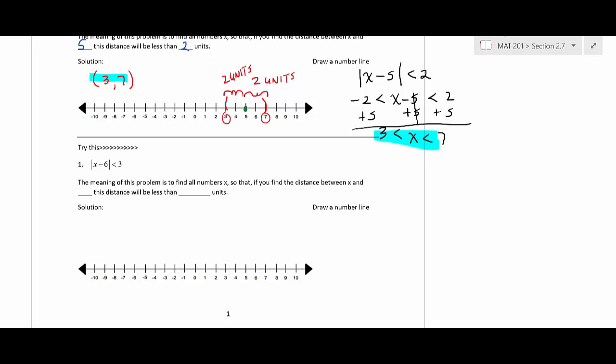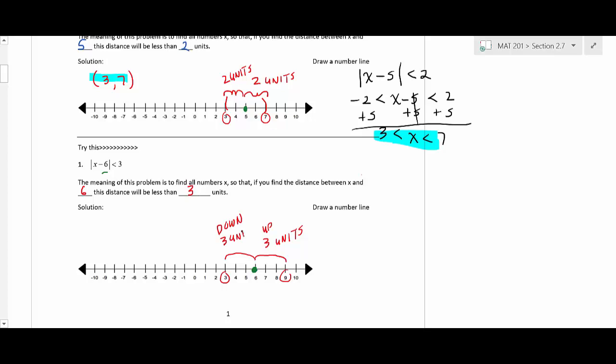This is what you should have come up with. This means absolute value of x minus 6 less than 3. The meaning of the problem is to find all numbers x so that if you find the distance between x and 6, that distance will be less than 3 units. We put a dot on 6, that's the starting point. Then we go up 3 units, which takes us out to 9, and then down 3 units from 6, which takes us to 3.